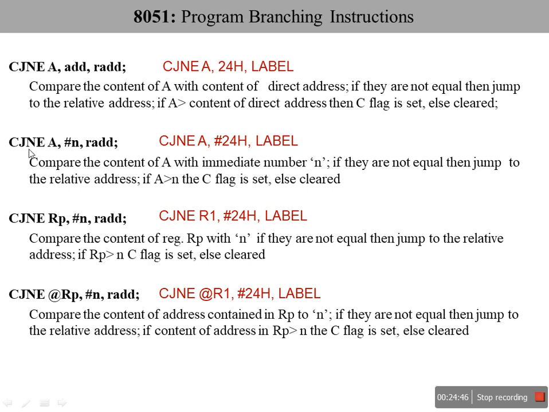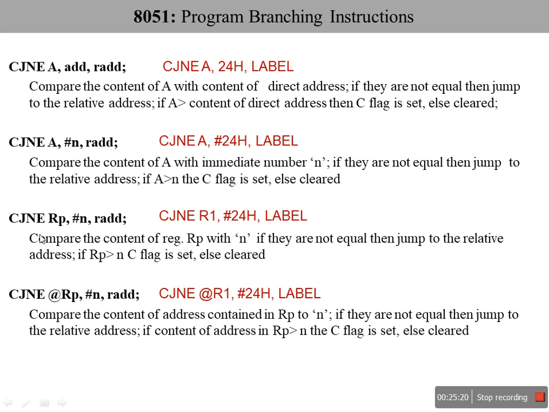Similarly, here CJNE A comma #n comma relative address. Here the comparison will be done with the content of the accumulator and the given number. If they are not equal, then the control goes to the relative address. For example, CJNE A, #24, label: the control goes to the label if the content of the accumulator is not equal to 24. If it is equal to 24, then it executes in a similar way. If they are not equal, it goes to the label.